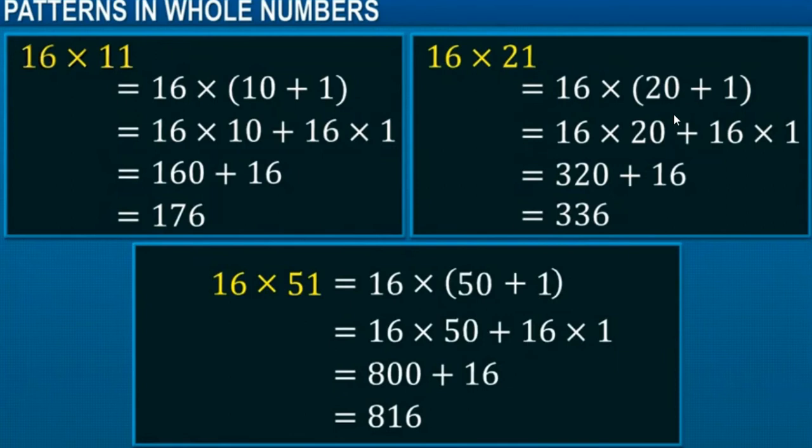Now 16 into 20. Again it is simple. Just do 16 into 2 and put a 0. That is how you do 16 into 20. We do 16 into 2, and to the answer we add a 0. Next is 16 into 1, that is 16. Now we add, again simple, that is 336.